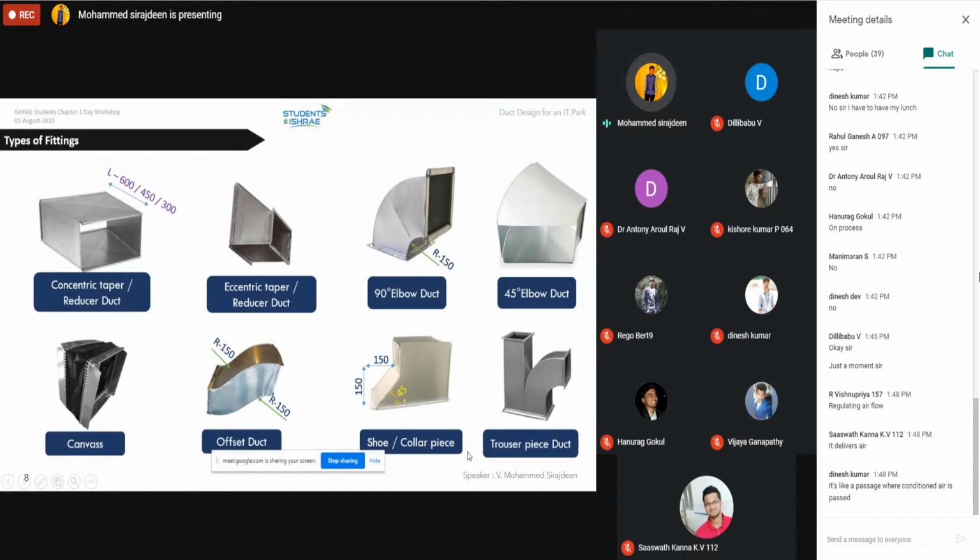Okay, then shoe collar from the main duct, if you are taking a branch duct on the main duct, we have to use these kind of collar pieces. Then only the air will travel in a smooth manner. Then this is a trouser piece. If you want to take off a branch in the main duct to multiple places, we have to use these kind of trouser pieces. These trouser pieces can be three, even can be three, based on the requirement, but that is not recommended. We can use a maximum of two connections.